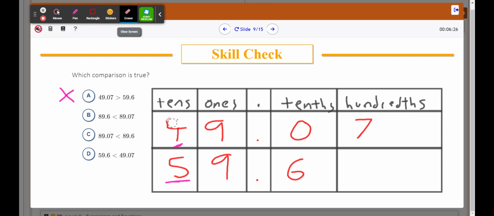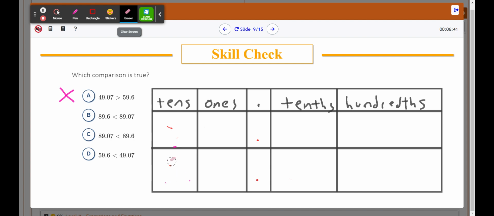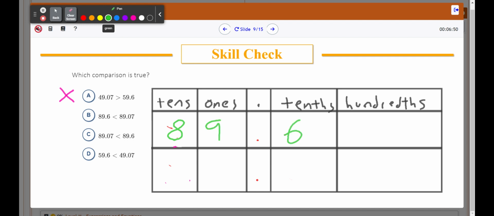Okay. Let's put in some other numbers. The second one is saying that 89.6 is less than 89.07. It looks a little bit tricky at first, but once you start filling in your place value, it'll start making sense. So we'll put in 89.6 and 89.07. Going from left to right, the 8s are the same, so you got to keep going. The 9s are the same. Now here, the 6 is greater than the 0. You don't have to keep going.